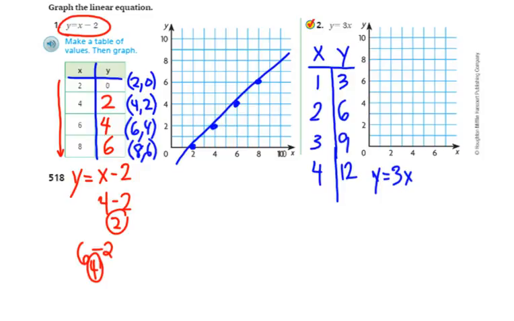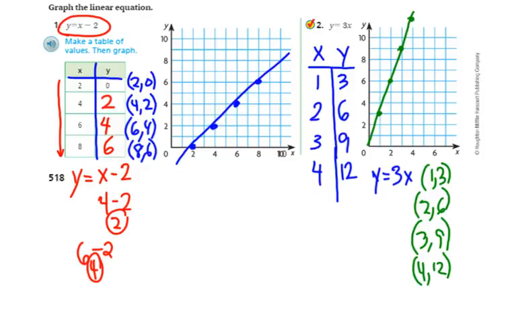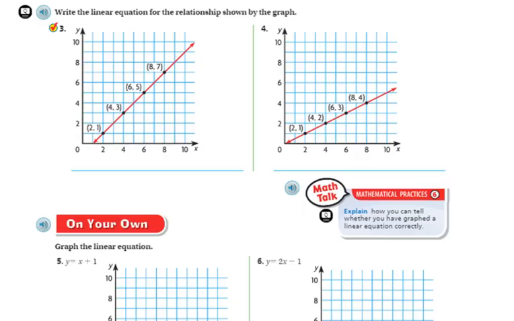Go ahead and graph these ordered pairs. List the ordered pairs and complete the graph, and then I'm going to have you check it with mine. Pause it up and do that. Okay, go ahead and check yours with mine, please. And when you're all set there, I'd like you to go ahead and turn the page. We're now going to take a look at page 519. All right, looking at page 519.